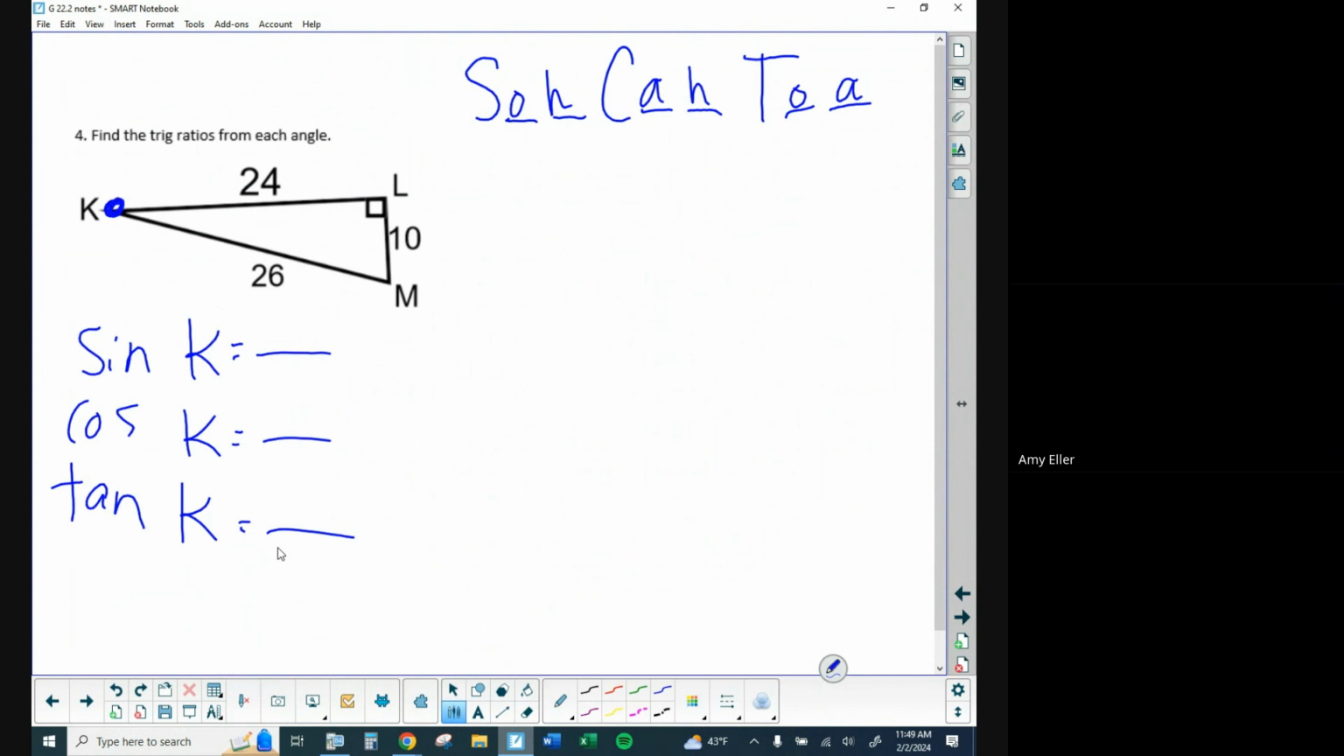Here we go. I'm going to start with sine. I need the opposite. From angle K, the opposite side is 10. The hypotenuse of the triangle is 26. That simplifies. Those can both be divided by 2. And you do need to simplify. I'm going to let you finish those, and then I'm going to have you do 3 trig functions from the other angle. Go ahead, take your time.